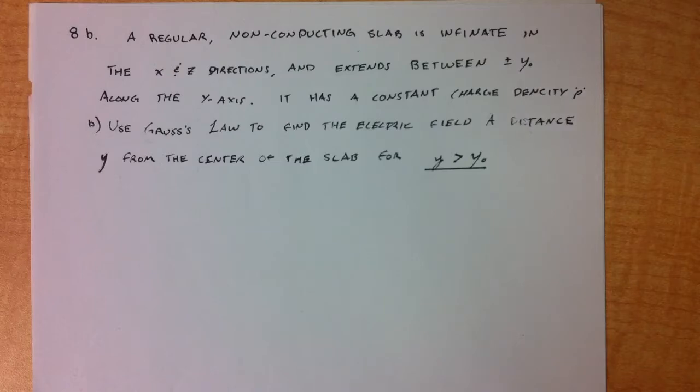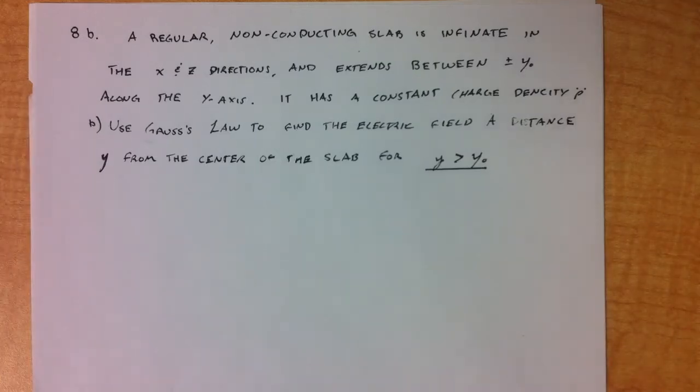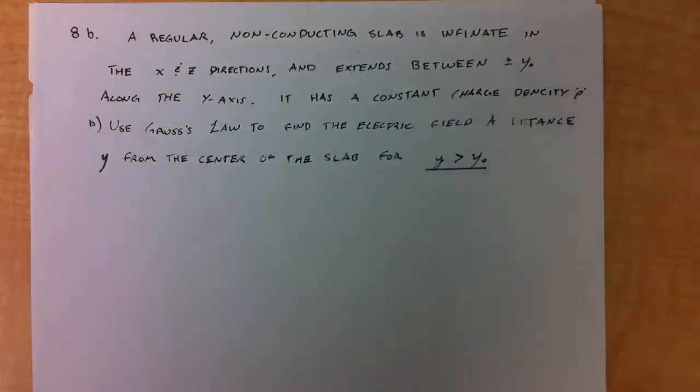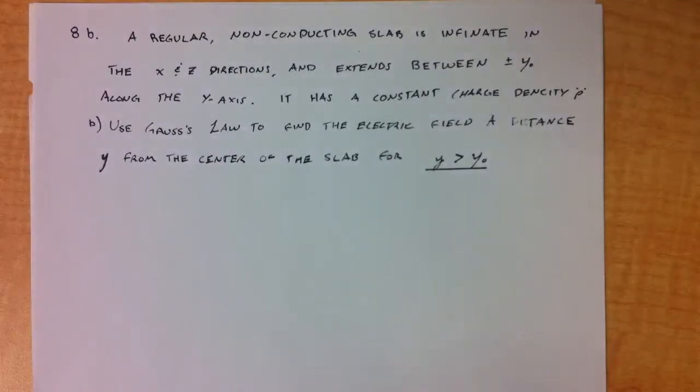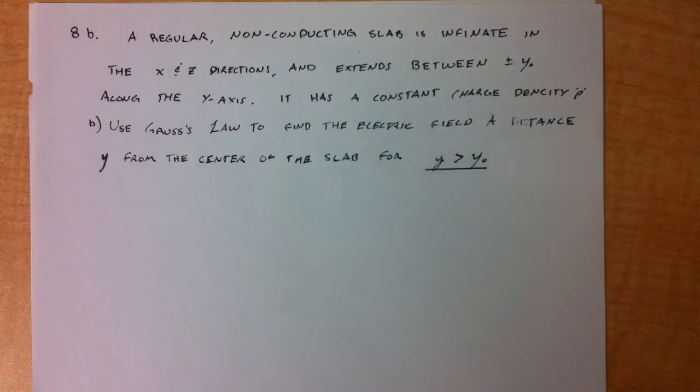Here is problem 8b of Bensky's Gauss's law problems that he gave us on that handout. You can probably find them on Polylearn as well. This problem is asking about infinite planes, or an infinite slab, and the E field around it. So let me just read the question here.